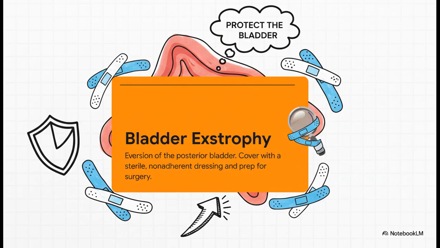So, bladder exstrophy. This is a pretty dramatic and very serious condition where the bladder is actually exposed on the outside of the body. If you see this on your exam, your brain needs to immediately scream one thing: protect that bladder. The priority, the very first thing you do, is cover that exposed organ with a sterile, non-adherent dressing. This is a big-time surgical emergency.